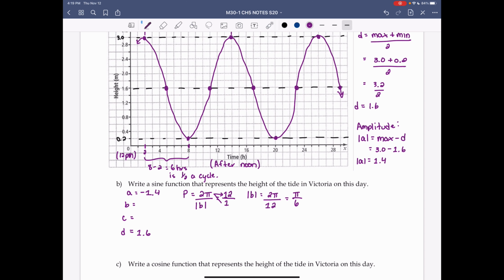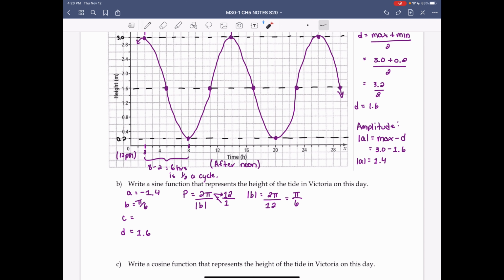Then we have to decide if B is positive or negative. Y equals sine x would head up from this point. We reflected it vertically, so now it heads down from this point. If we also reflected it horizontally, then this portion would now be over here, so it would be heading up again. So since we have A equals negative in this case, then B is going to be positive pi over 6.